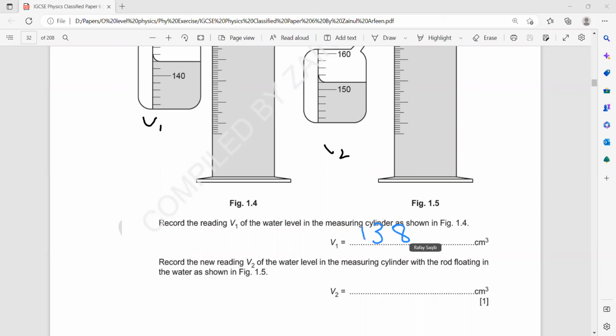Value for V1, 138. How 138? It is above 140 because this is 140. This mark is 140. It's two lines above 140. So it will be 144. And this is 152, right? So 152 and 144.